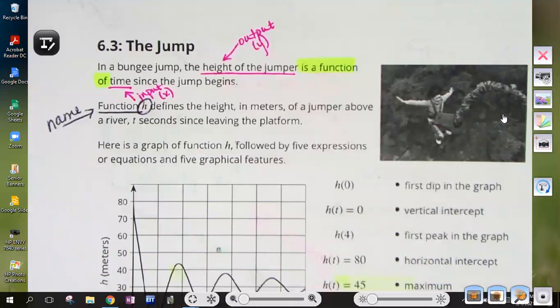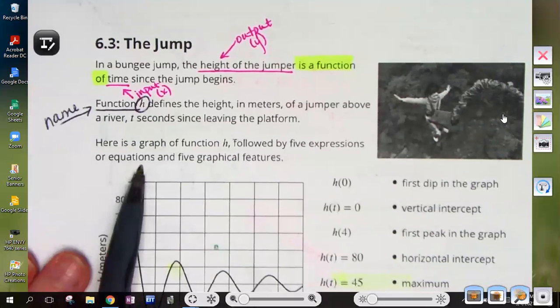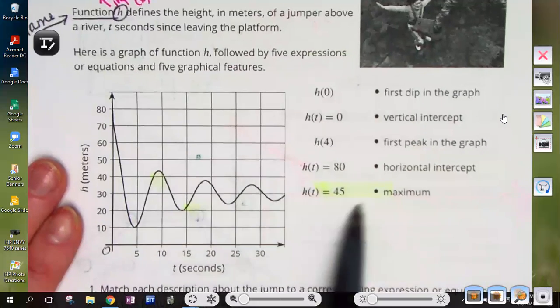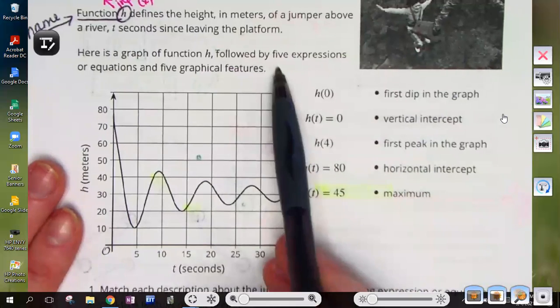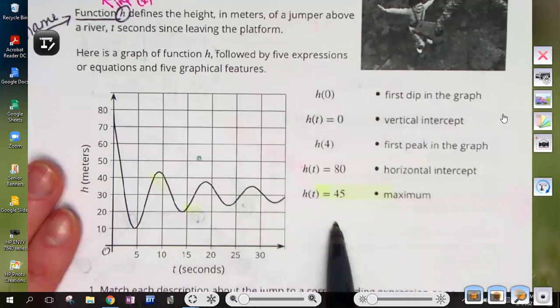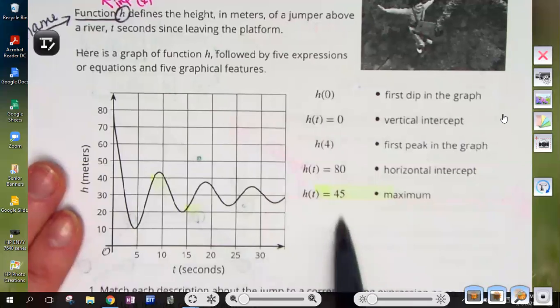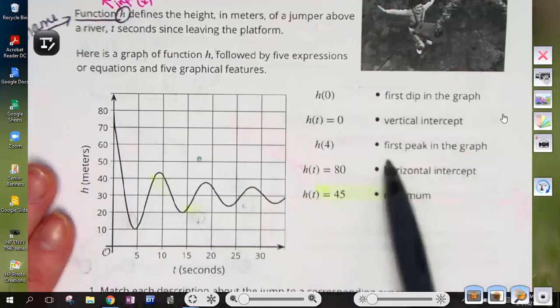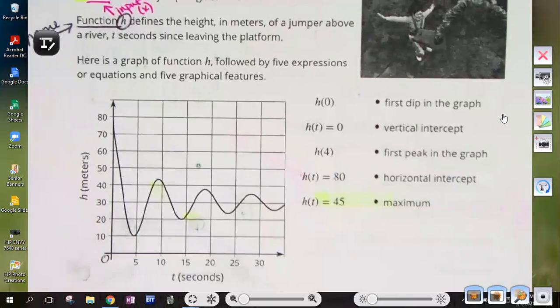Okay, so here's a graph of function H followed by 5 expressions or equations and 5 graphical features. Okay, so those are all right here. So those are all different features of our graphs like we did in that first activity. Remember that? Function notation. Yep, we got all that. And then specific features of our graph.